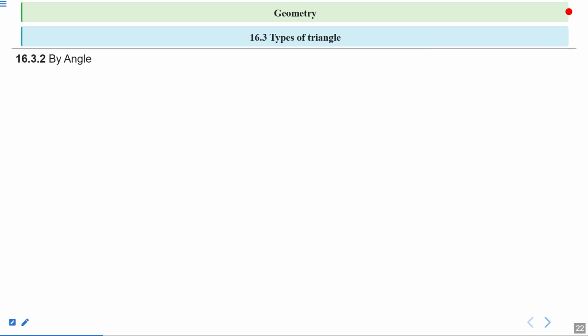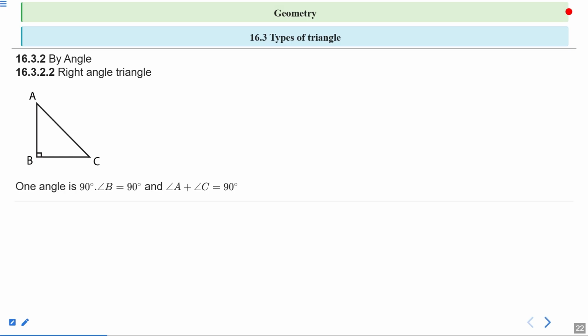Next one, based on angles, the second is the right angle triangle. This is the diagram of the right angle triangle. One angle of the triangle is a right angle, so one angle is 90 degrees. In the diagram, angle B is 90, and angle A plus angle C will be equal to 90, because the sum of the angles of a triangle is always 180.